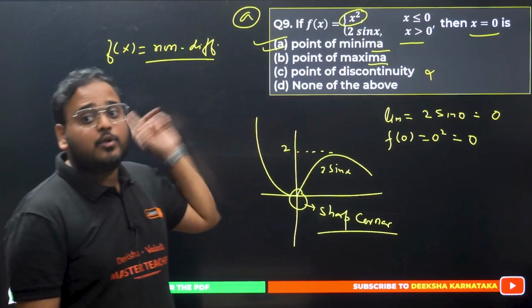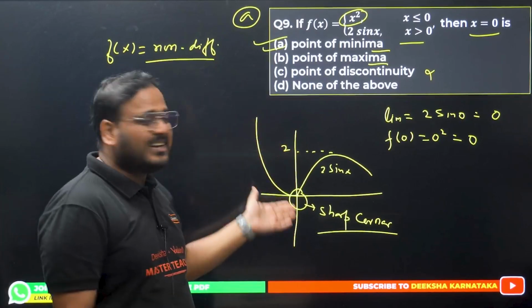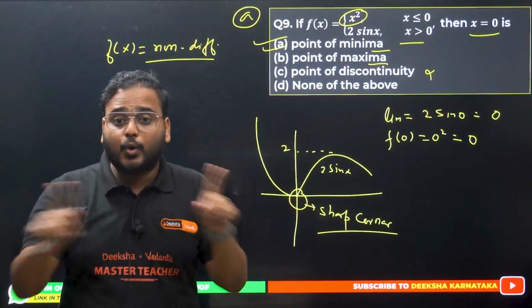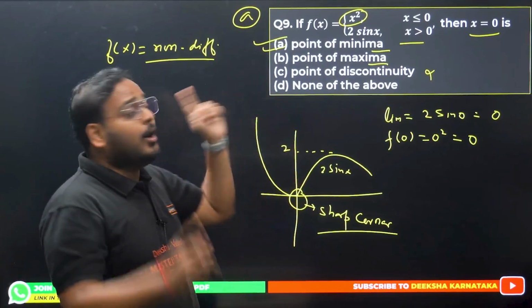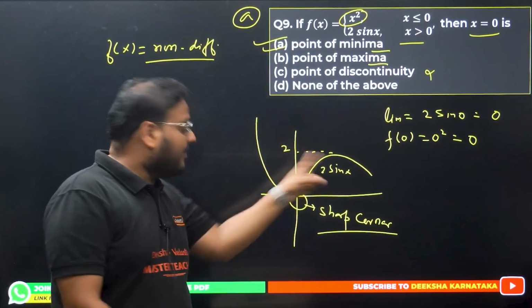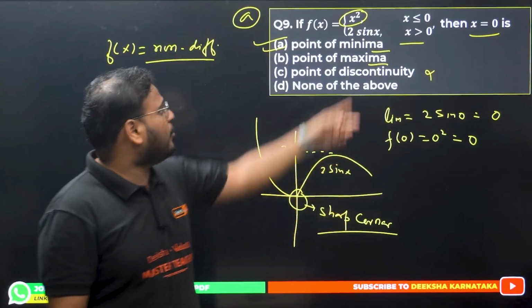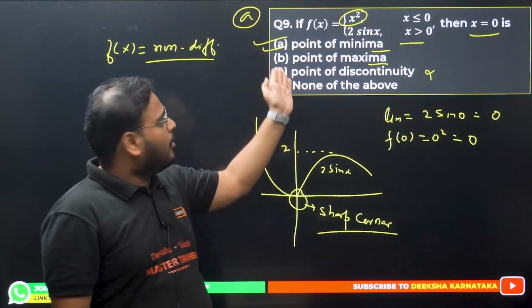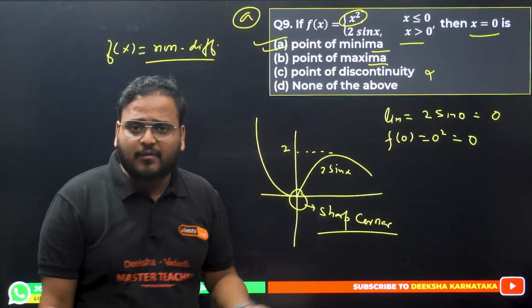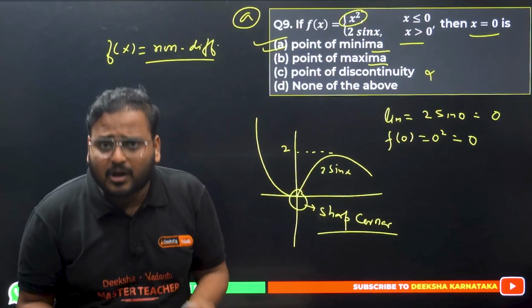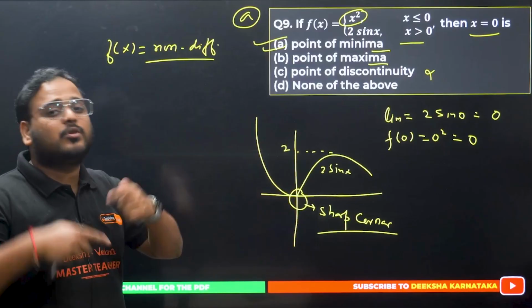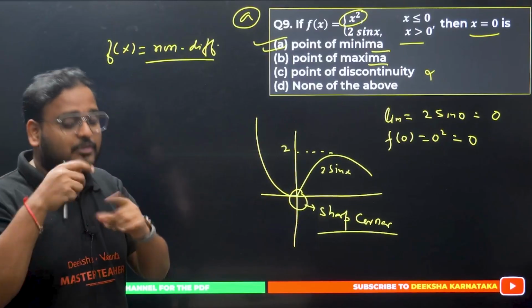Not D. Usually what will happen, you'll say that you can't differentiate it, you can't find the derivative, you can't find the minima and maxima, hence the answer is option D. No. The answer is option A, point of minima. Look at the graph. I don't know the graph? What don't you know? y equal to x square is a parabola. On the left of 0 we have a parabola. Right of 0 we have sin x. You don't know the graph of sin x? You don't know the graph of a parabola? Of course you know. Just trust yourself that you know it. You're just not able to apply it.